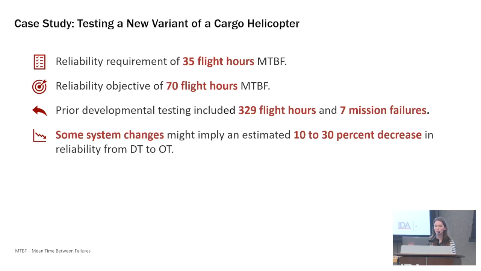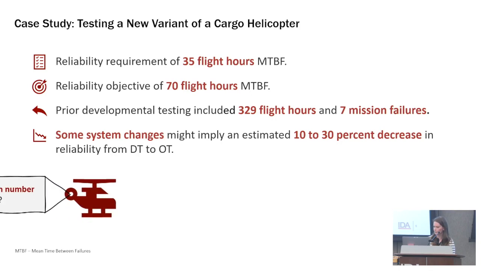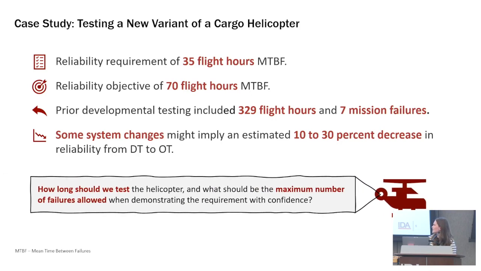Additionally, because we know from the literature and previous experience that there are some system changes when using DT data to plan for OT, we are also going to incorporate an estimated 10 to 30% decrease in reliability. And I'll show you how that gets baked in. The thing that we're going to answer today is how long should we test the helicopter for, and what is the maximum number of failures allowed when demonstrating the requirement with confidence.